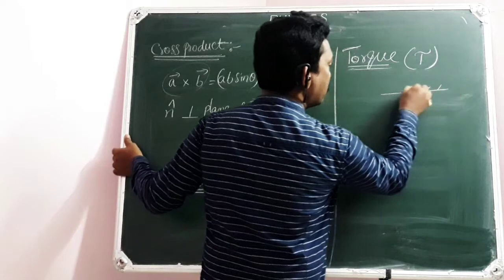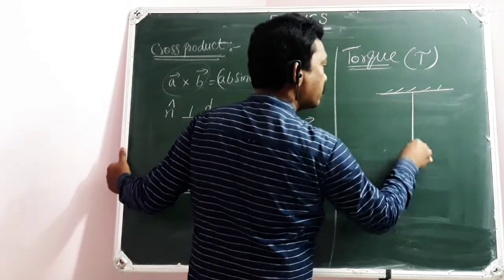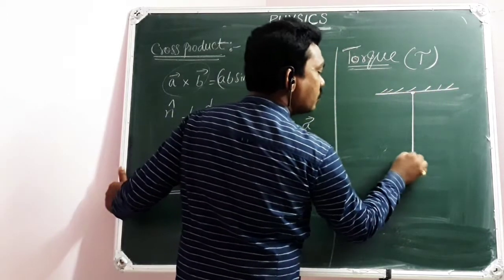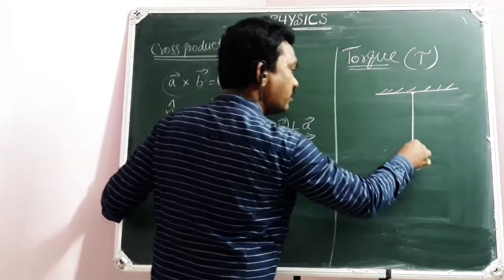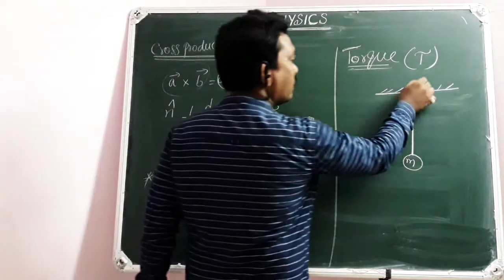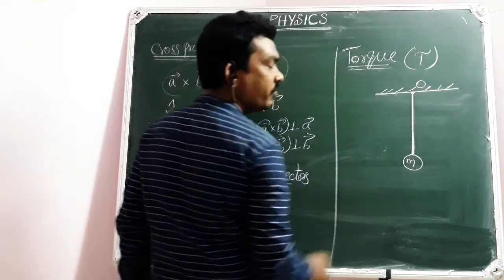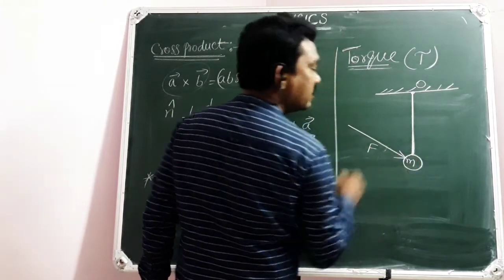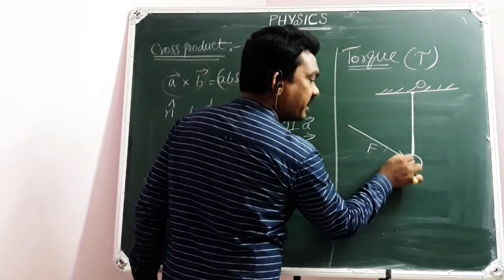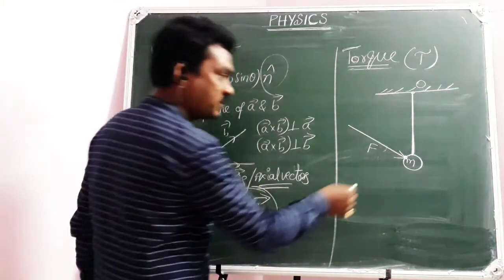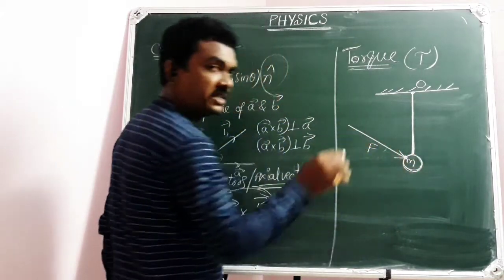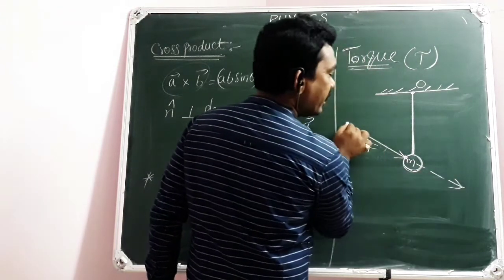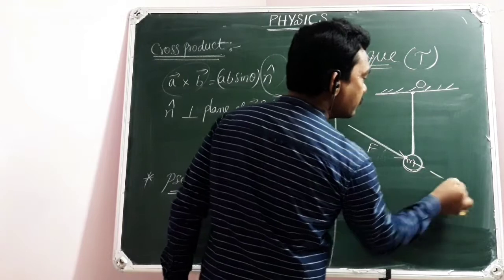A string is fixed to a rigid support at one point, and a small sphere of mass m is suspended from it, about the fixed point O. Now I am going to apply a force F on this mass. We call the place where the force is applied, on the sphere, the point of application. You have learned this. And the direction along which the force acts on the body, we call the line of action of the force.